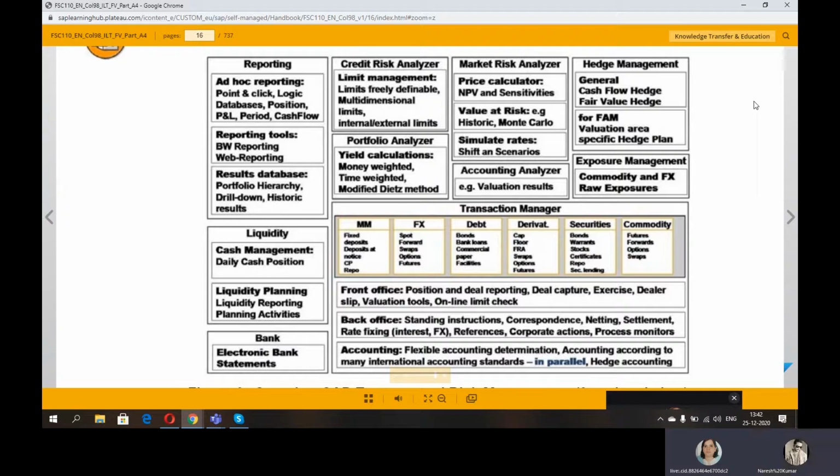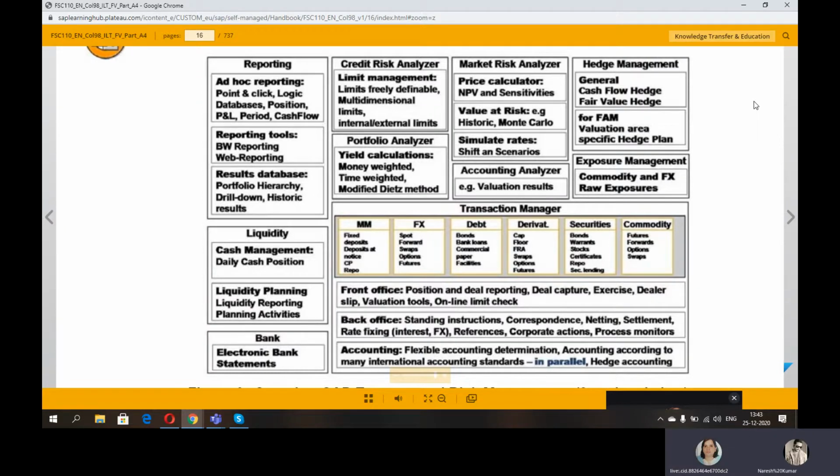And based on forex, under forex: spot, forward, swaps, options, futures. When it comes to debts: bonds, bank loans, commercial papers, facilities. When it comes to derivatives: like cap, floor, FRA, swaps, options, futures. When it comes to securities: bonds, warrants, stocks, certificate, repo. When it comes to commodity: futures, forwards, options, swaps. There are three things we need to know in TRM, that is front office, back office, and accounting.